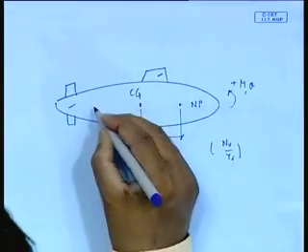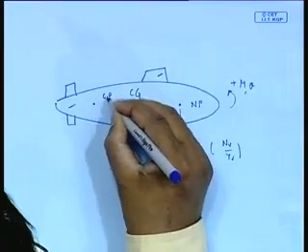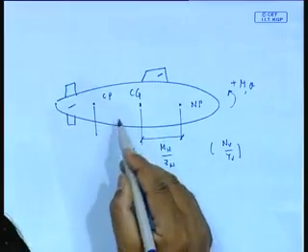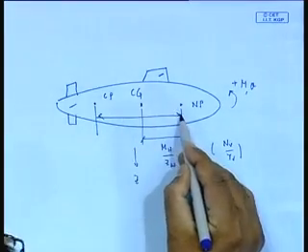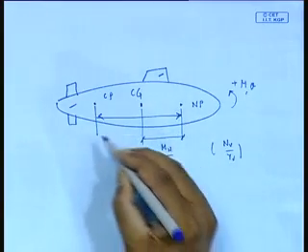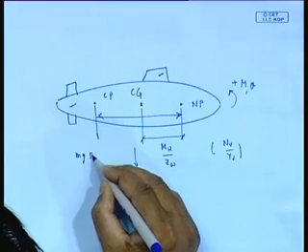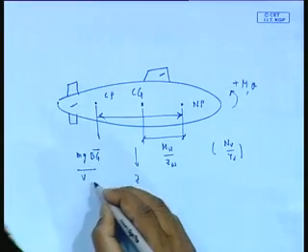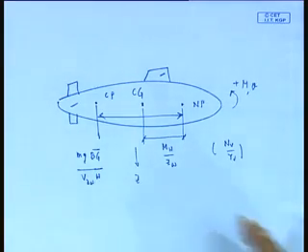Now the most important thing is this is a critical point. The distance of this point from the neutral point is given by mg bg divided by zw.